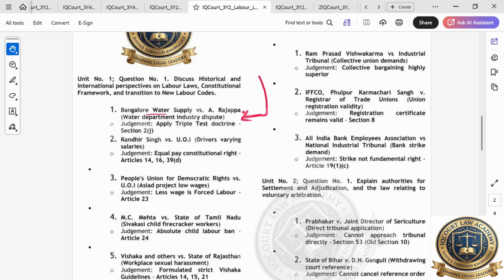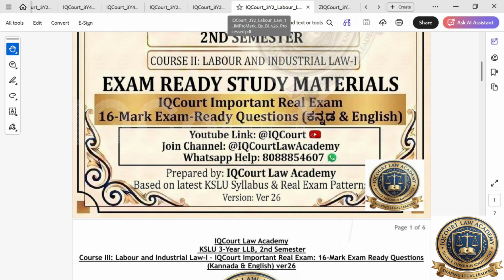That is what we call Bangalore Water Supply: apply the triple test doctrine. Then People's Union of India: in this, the Asian project paid low wage, and low wage is forced labor. That is the judgment, Article 23. Just one-line case law. This is what we call a one-line case law.